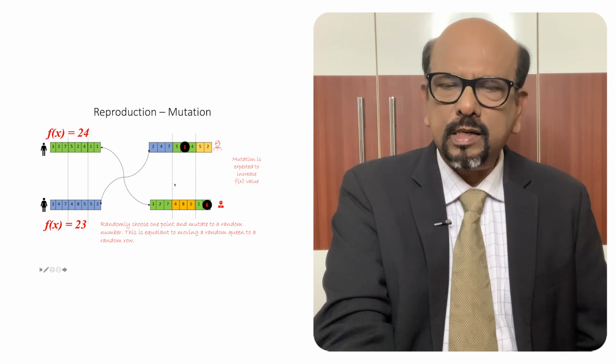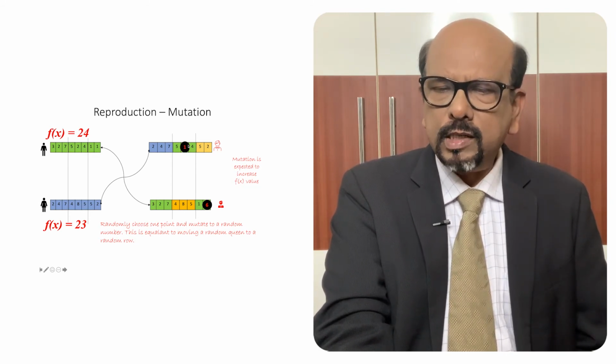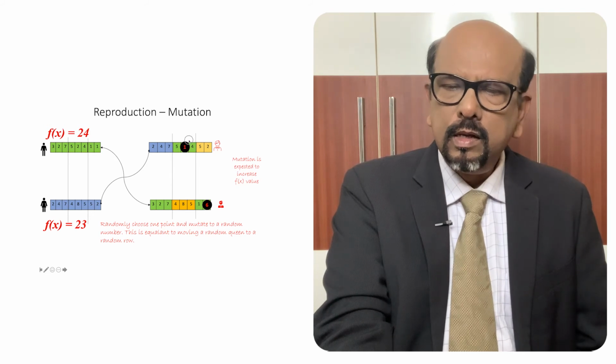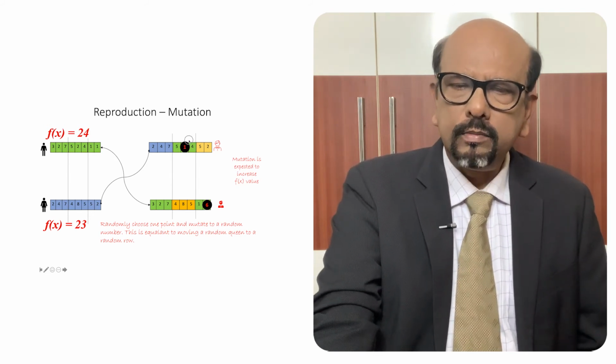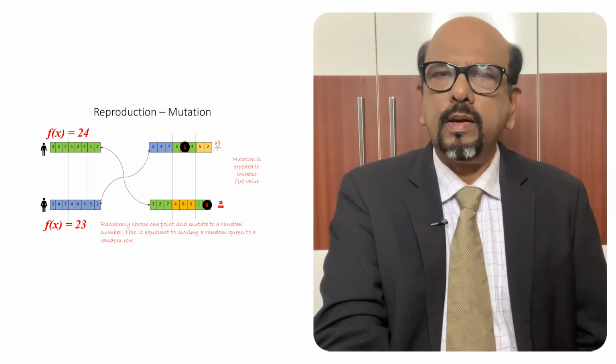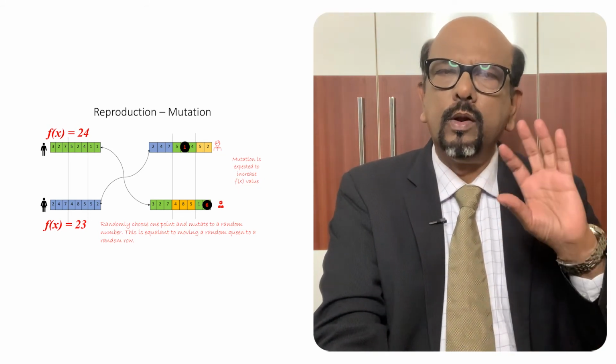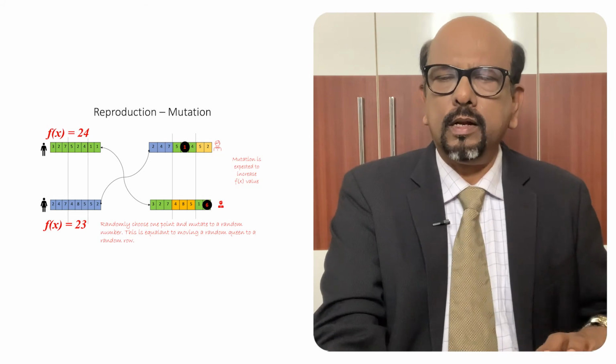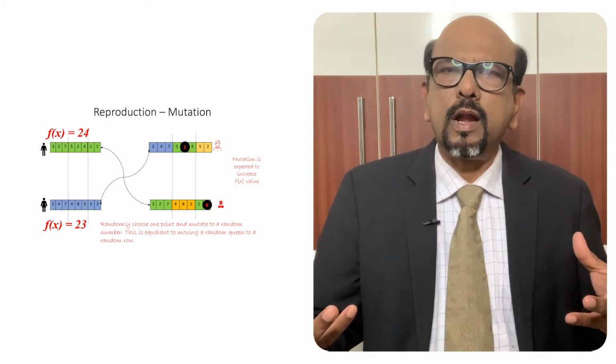Mutation is just changing a particular number. After crossover, for example, this is 1, you call it 1. Similarly here you call it 6. So you can change certain elements. That is a mutation. So you can do reproduction and mutation and you will get children and you can take it forward.